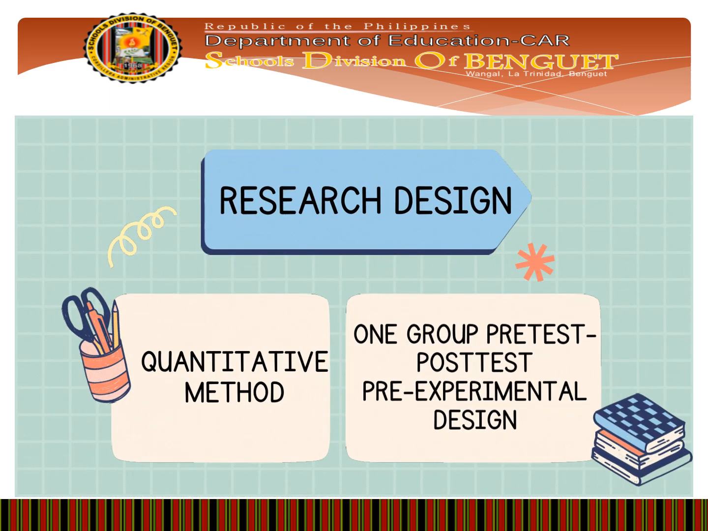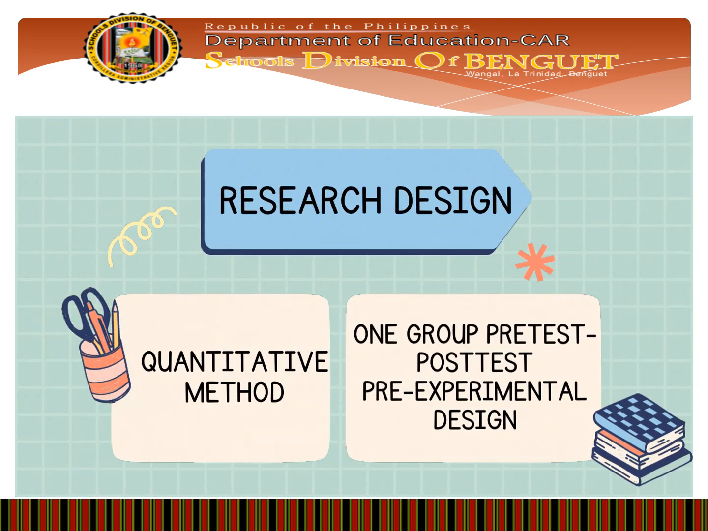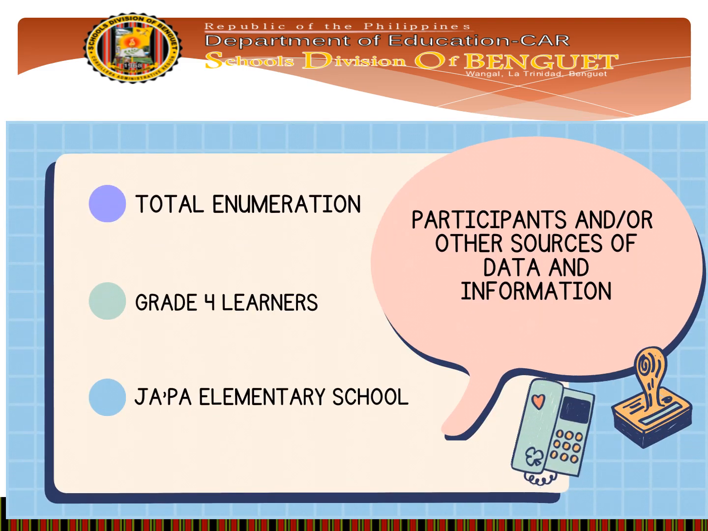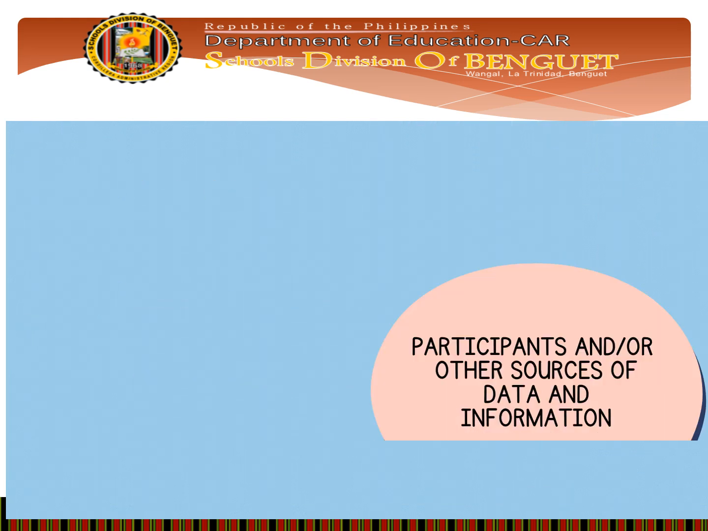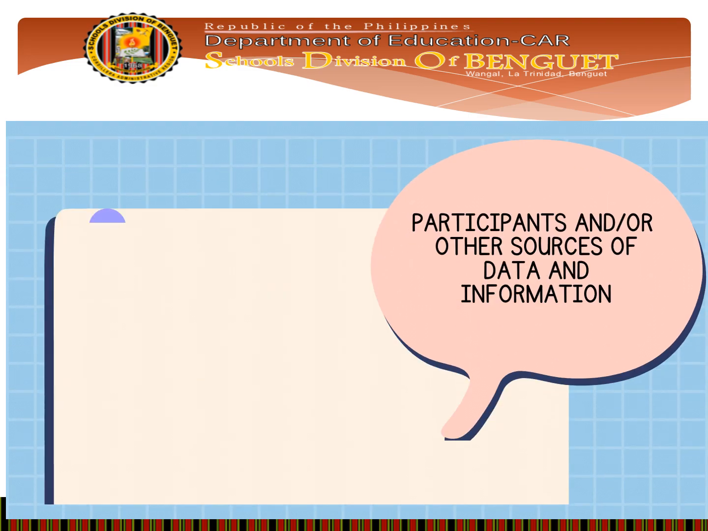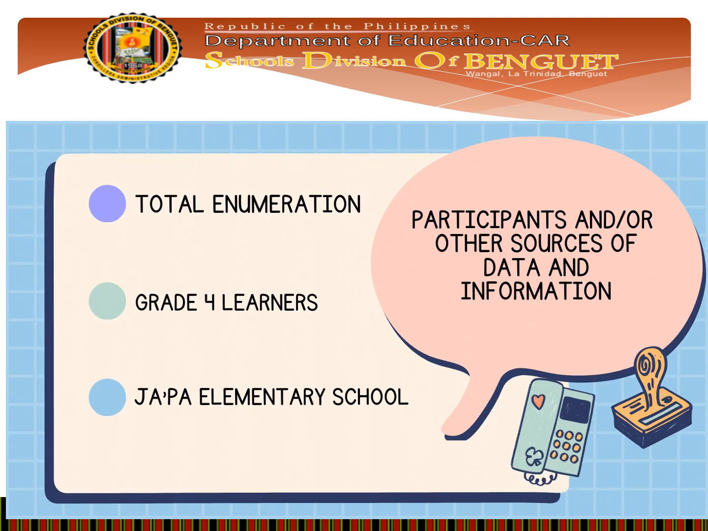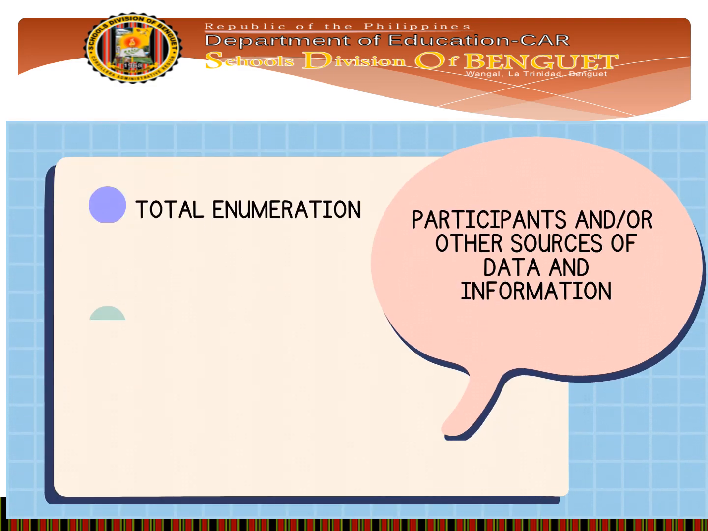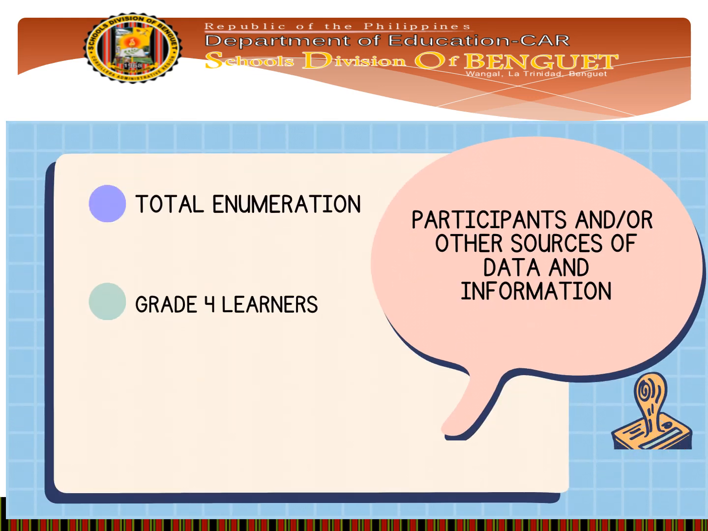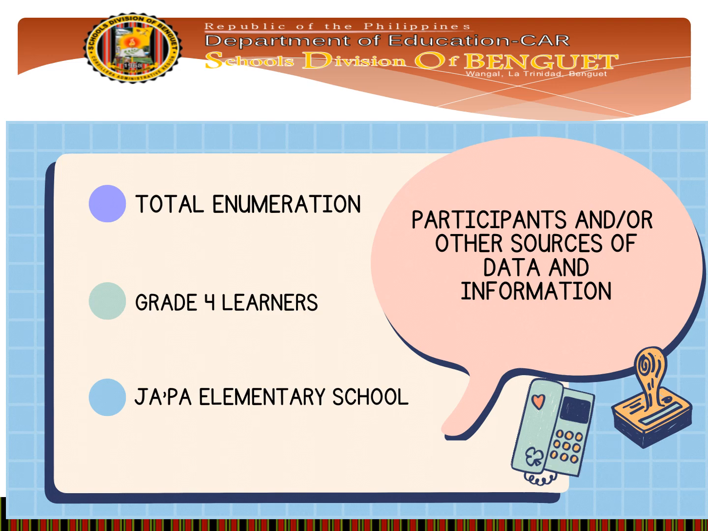The study utilized quantitative method, particularly the one-group pre-test post-test pre-experimental design or pseudo-experimental design. The participants of this research were comprised of 11 grade 4 learners. This research was conducted at Joppa Elementary School during the second quarter of the school year 2020-2021. Total enumeration was utilized because it included all the grade 4 learners who are enrolled in the school. Thus, no sampling techniques were necessary.